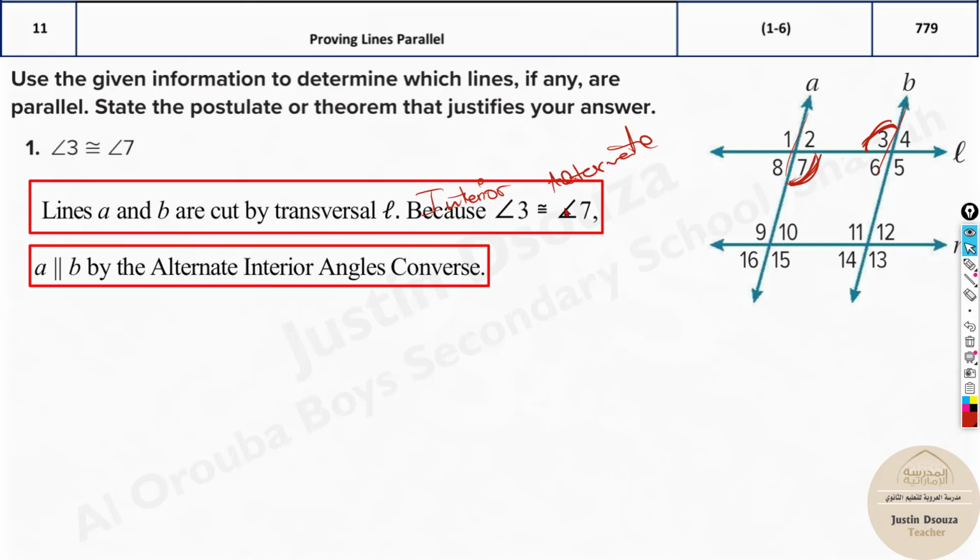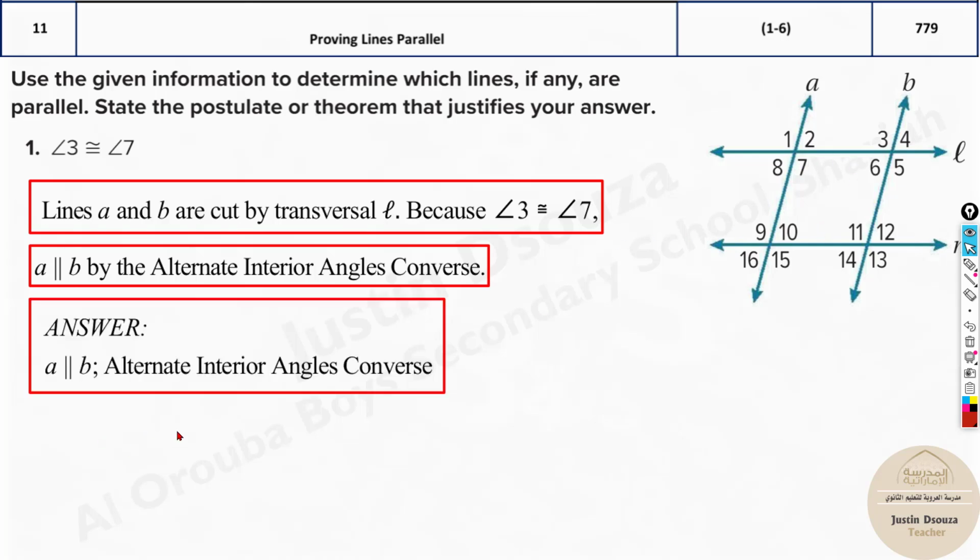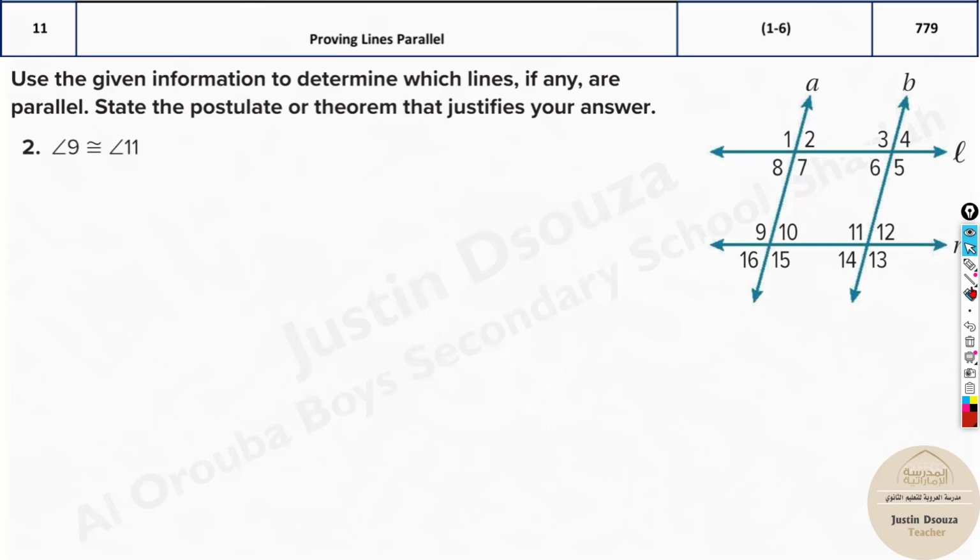Why? Because they have told these are congruent, right? Main thing is it's alternate interior. And what are the lines parallel? Lines A and B are parallel, and L is the transversal cutting them. That's the concept. Now they mostly might ask you only this alternate interior angle converse, since they have told this is congruency, that is a converse theorem which we are proving by. That's the answer.